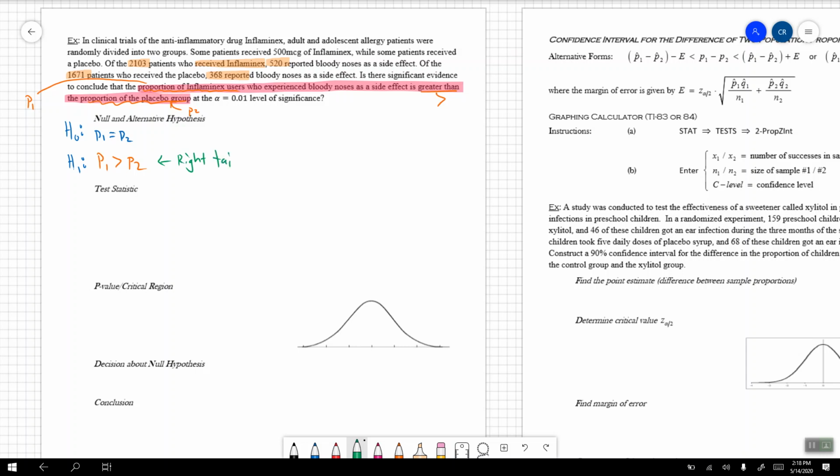And because it's a right-tailed test, I analyze my alpha and do not divide by 2, because again, it's only contained in one tail, not two tails. All right, so once we have this, we're going to keep on extracting all the information. We need two different groups. My first group is the group that I'm going to label for Inflamanex users.